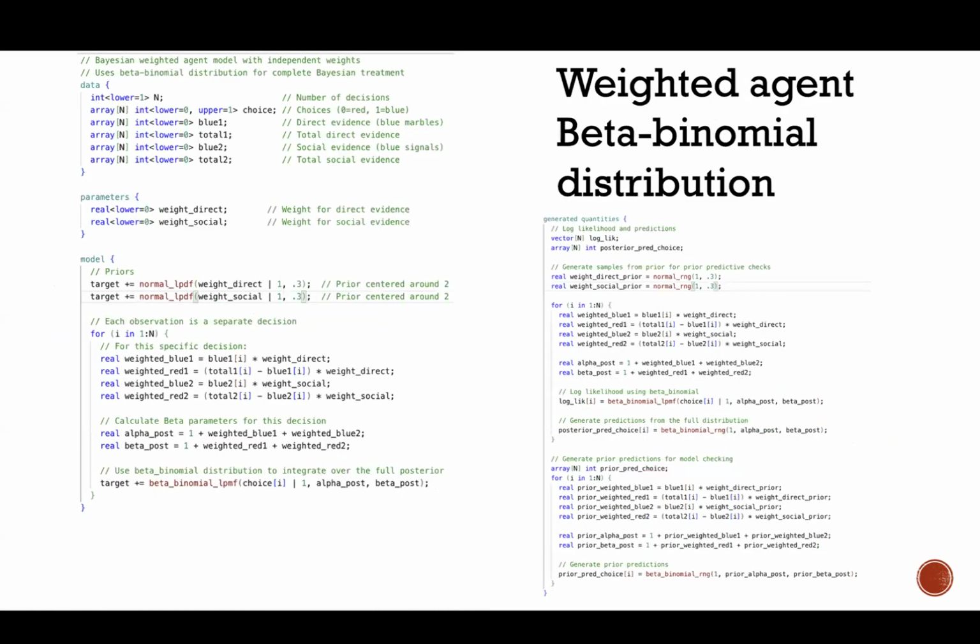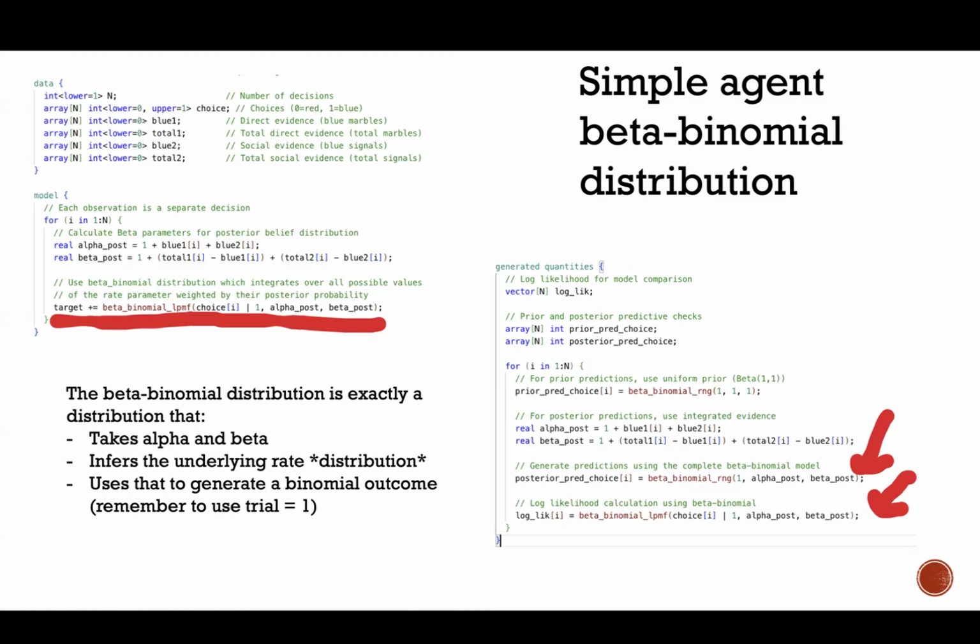We then want to have the weighted agent using the beta binomial distribution. The data is exactly the same. The parameters are now weight direct and weight social. And that reminds me of something that I might not have emphasized. Where are the parameters here? In the simple agent.